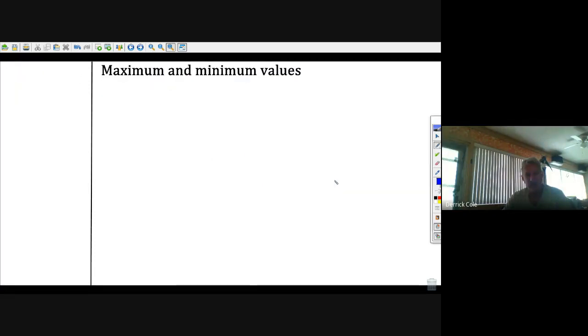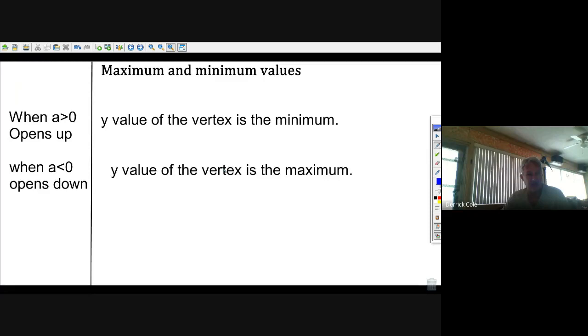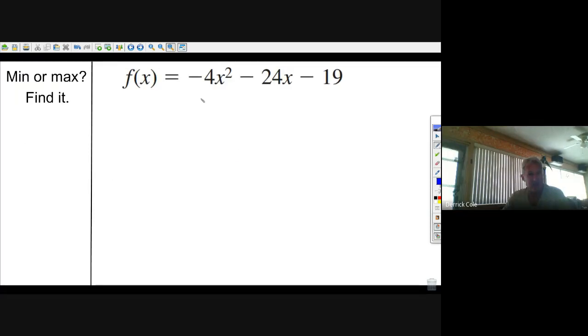Now we're going to jump into maximum and minimum values. I don't have many examples. I'm just going to do a few, okay? So when a is greater than 0, it opens up and you have a minimum. When a is less than 0, it opens down and you have a maximum. So if it's positive, you're going to have a minimum. If it's negative, you're going to have a maximum. Got to remember that.